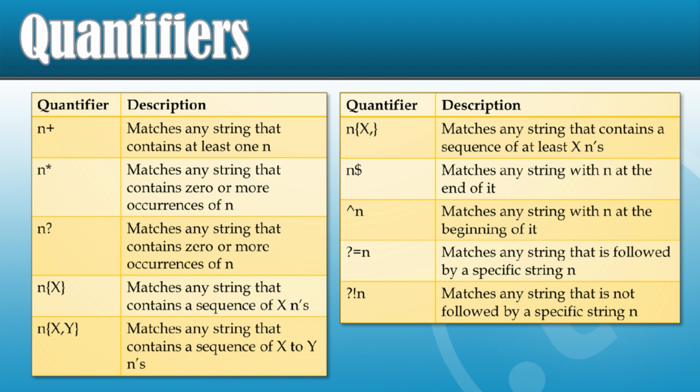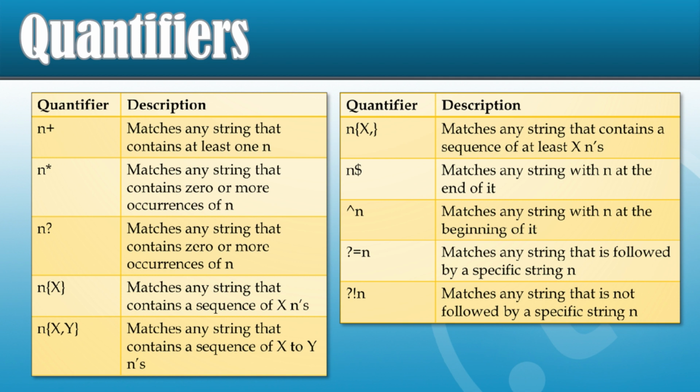You also have quantifiers. n+ matches any string that contains at least one n. n* matches any string that contains zero or more occurrences of n. n? matches any string that contains zero or one occurrences of n. n{x} matches any string that contains a sequence of x n's. n{x,y} matches any string that contains a sequence of x to y n's. n{x,} matches any string that contains a sequence of at least x n's. n$ matches any string with n at the end of it. ^n matches any string with n at the beginning of it.